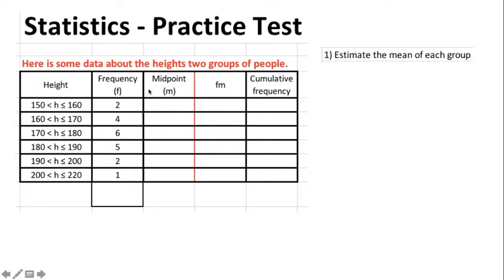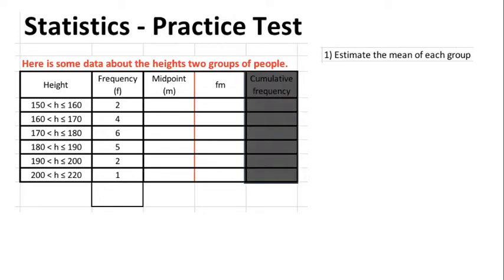So this is one of two tables about data about people's heights. So this is, let's say, group 1. Estimate the mean of each group. I've kind of mixed up two tables together here because I've got a grouped frequency table for estimating the mean, but I've also got a cumulative frequency column which is for something else that I'm going to do later. So I'll start by forgetting the cumulative frequency column and just concentrate on trying to estimate the mean of this group.